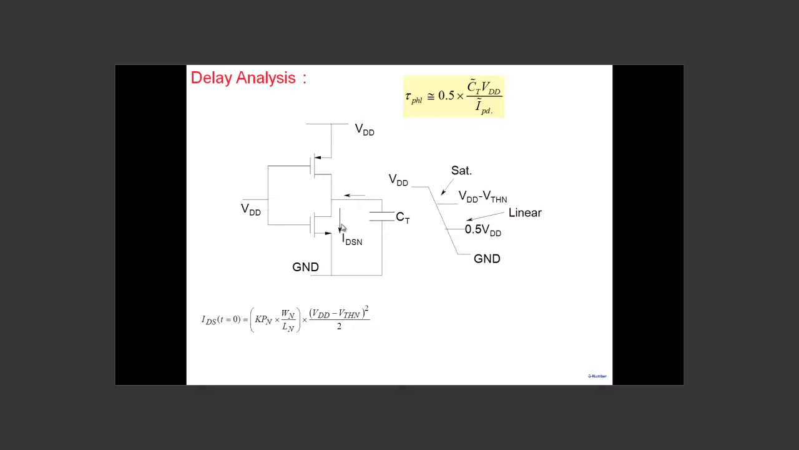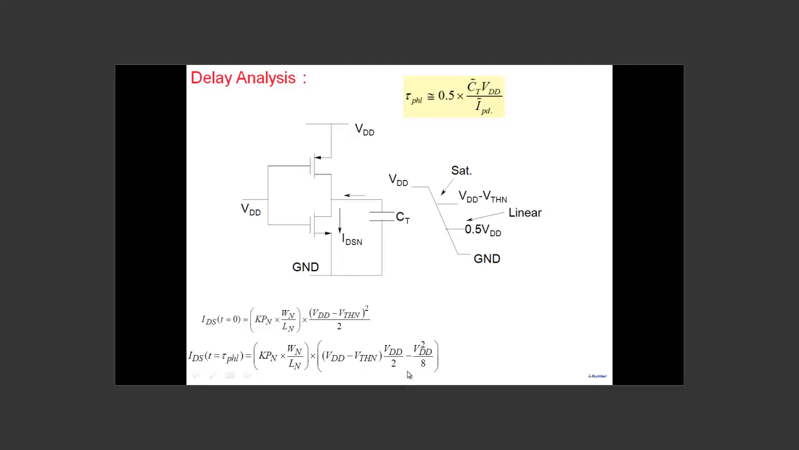Constant current here. The moment you come here, the current starts decreasing. It goes into linear. So at the end of it, it's in the linear region, so I calculate it using KPN WN by Ln, the expression for the linear region: VDD minus VTHN. The effective drain to source voltage at this point is VDD by 2, so VDD by 2 minus VDD squared by 8. So that's the expression that we have for the current at this point.